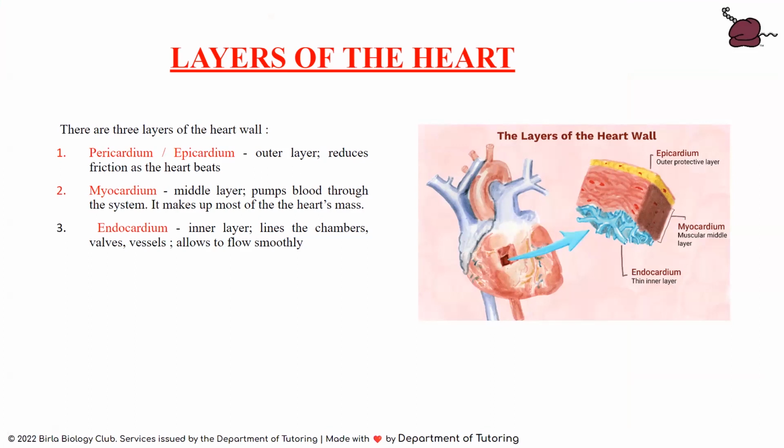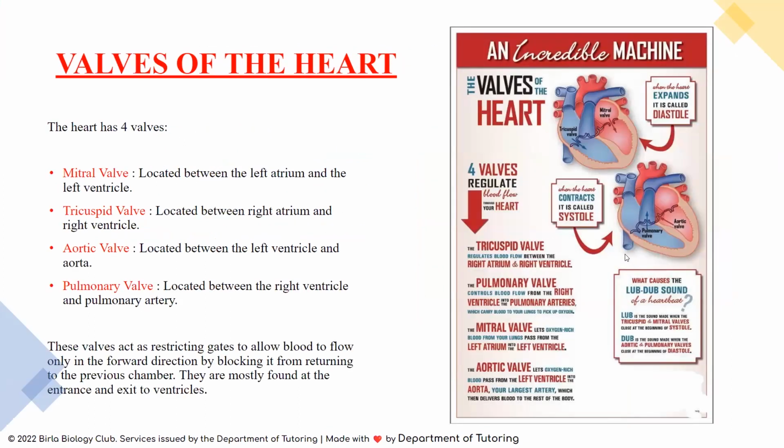The third layer is known as the endocardium. This is the inner layer, the one which lines the chambers, walls, and vessels, and allows the blood to flow smoothly. Next up, we've got the valves of the heart.